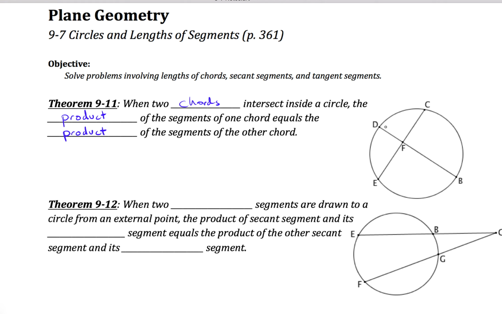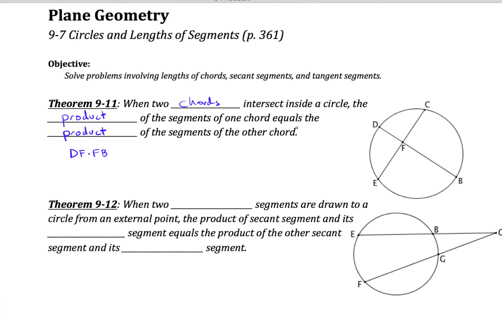In this diagram you can see we have two chords. Segment DB is a chord and segment CE is a chord. They are intersecting inside a circle. So this diagram is kind of what we're talking about, obviously. And so according to the theorem, the product of the segments of one of the chords. So let's look at chord DB. Its two parts are DF and FB, and the product of those would be DF times FB.